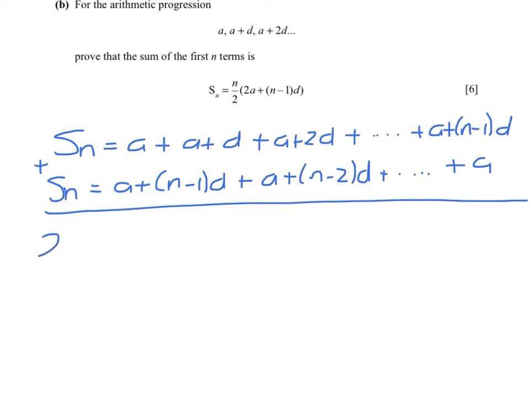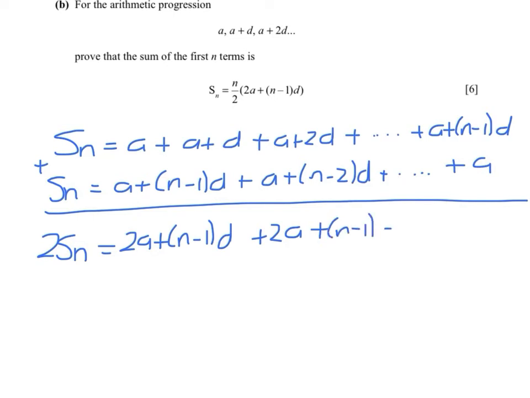Sn plus Sn gives me 2 times the sum of an AP. A plus A is 2A, and then we have an n minus 1 D. If I have A plus A again, I have another 2A. And n minus 2 plus 1 gives me another n minus 1 times D. And we can see that works when we add the last to the first. Every opposite term added together gives me 2A plus n minus 1 times D.